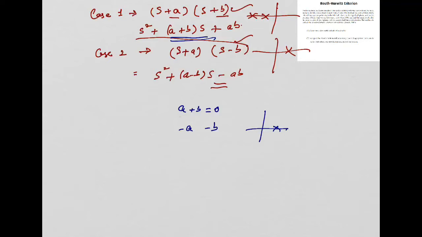So the necessary condition for the system to be stable is that there is no sign change in the denominator, and also that there is no missing term, because if a term is missing, it means some term is negative. So if there is any missing term in the denominator, then we can say that it is an unstable system. From that we can analyze the system.